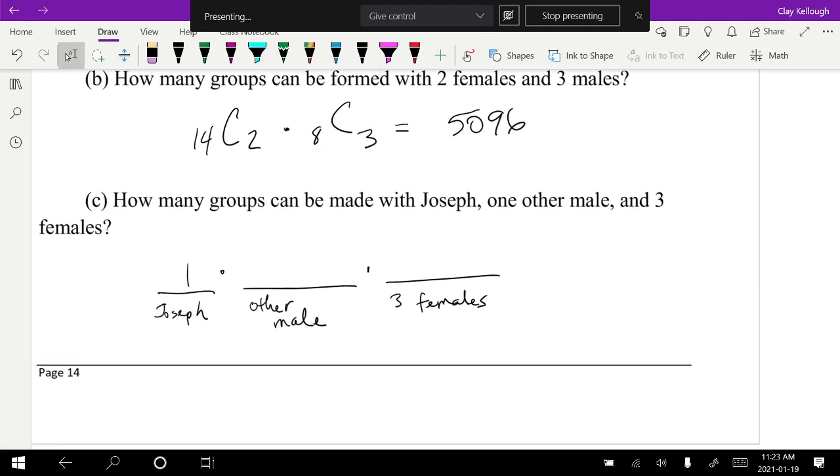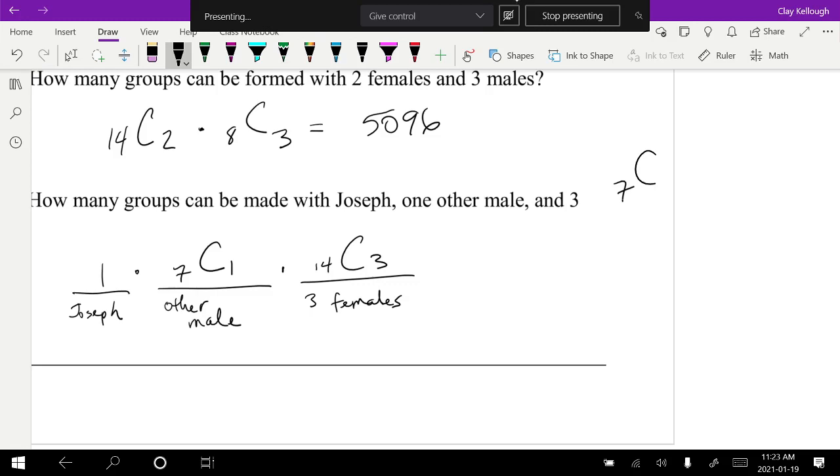Next. How do I choose the other male? Well, wait a minute. I only get to choose 1, but how many are left once I've picked Joseph? 7. So it's 7 choose 1. 3 females? Well, there's 14 to choose from, and I'm picking 3. Now, what do you think 7 choose 1 is? Let's explore 7 choose 1. According to the formula, that's 7 factorial over 7 minus 1 factorial times 1 factorial.